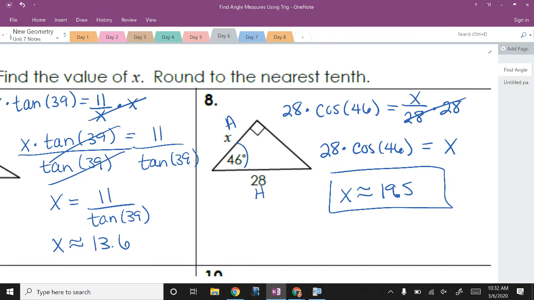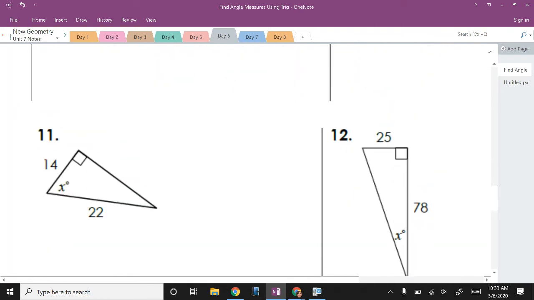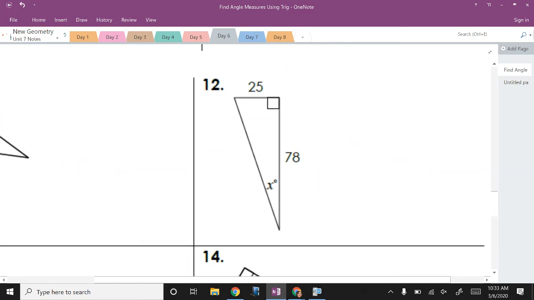Flip over to the back. Let's do some of them. Okay, so on number 11, y'all just tell me out loud. On number 11, are you going to use sine, cosine, or tangent? Cosine, but since you're finding an angle measure, you would have to use what? Inverse. Good. Number 12, sine, cosine, or tangent? Tangent, and since you're finding an angle, you would have to use the inverse, correct?